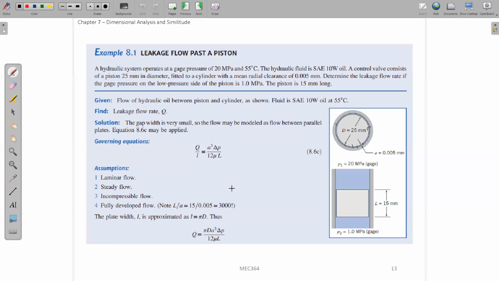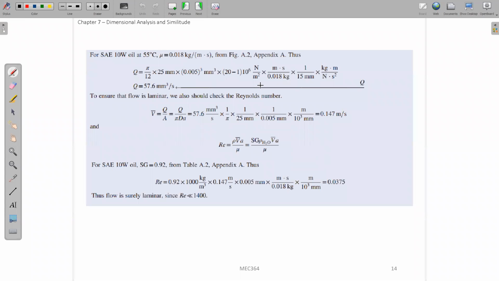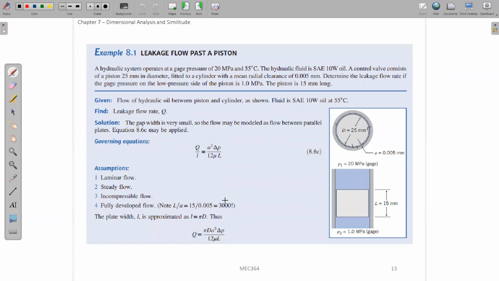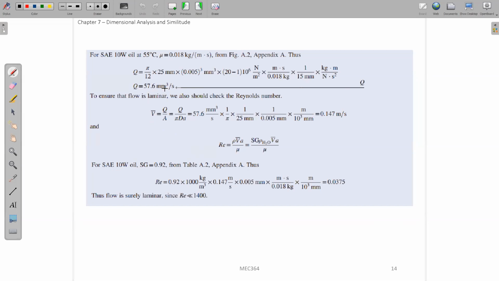Okay, and the pressure drop is also given here. The pressure drop is given as 1.0 megapascal, and you just substitute it in. From our appendix you can find the fluid properties for this engine oil. Substituting all these quantities, you can quickly find the Q value, the volume flow rate. So this is the leaking rate for this engine oil.